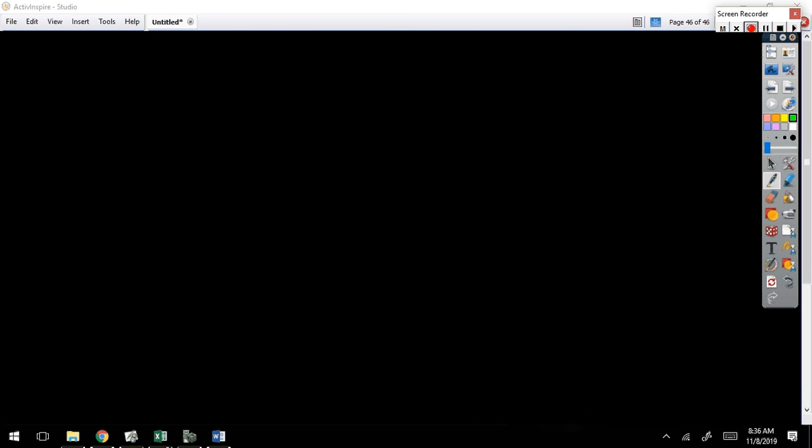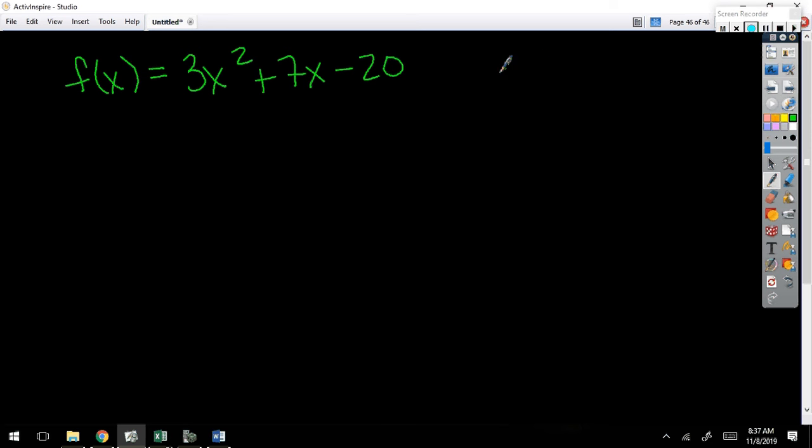Let's say we take the same f of x. Obviously this one's going to be a little bit different. There's going to be something different about it, but it's going to help me introduce the next topic. Minus 20. Let's say you divide it by x plus 4. I don't want to know what you get when you divide right now. I just want to know what's the remainder.